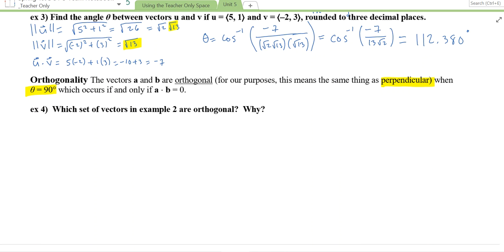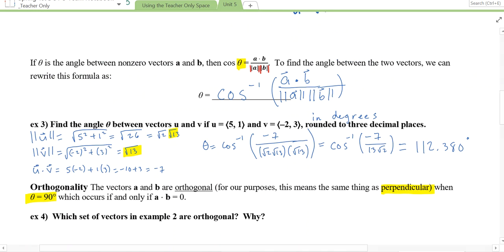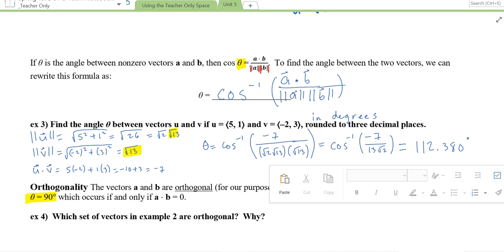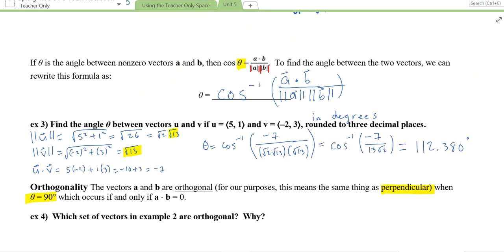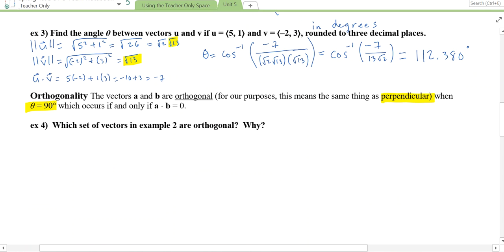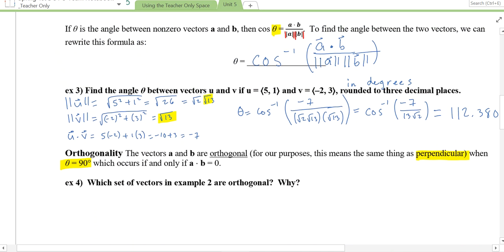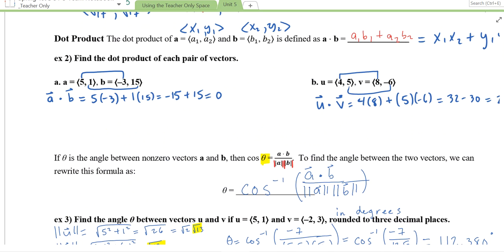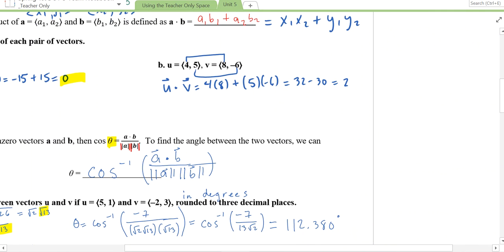Okay? Does that make sense? Because remember our formula back up here, it's cosine of theta, and it's the dot product over the magnitudes. Well, the magnitudes of the things, they're not 0, but the dot product is 0 if they're orthogonal. So we look back at our examples. Remember I said I was going to get back to this? Oh, look, right here. For A dot B, is it equal to 0? So does that make it orthogonal? Yes. But whereas when we did U dot V, we got 2, which is not equal to 0.